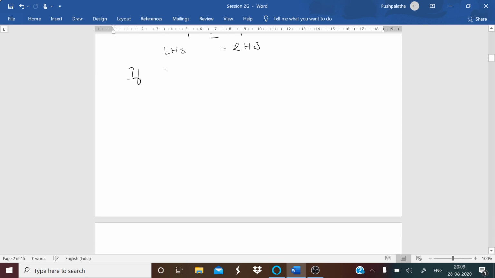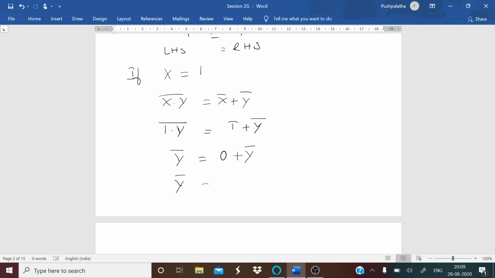In the same way, substitute the value of x as 1. So (x into y) the whole bar equals x bar plus y bar, with x taken as 1. So (1 into y) the whole bar is equal to 1 bar plus y bar. What is 1 into y? It is y, so the LHS is y bar. And 1 bar means 0, so 0 plus y bar. Any variable added to 0 is the variable itself, so y bar is equal to y bar. So LHS is equal to RHS. Hence you have proved both of the De Morgan's theorems using the perfect induction method.